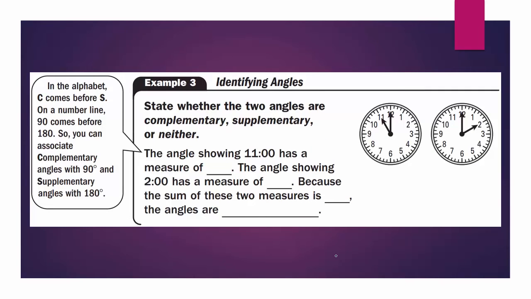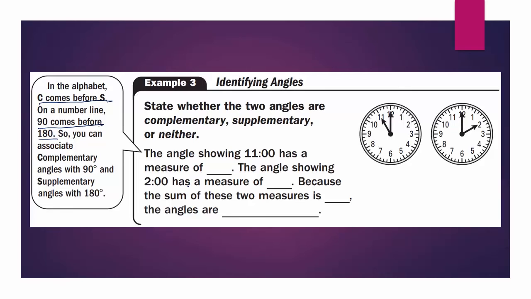Example number 3, identifying angles. State whether the two angles are complementary, supplementary, or neither. I like this little hint on the side to help you remember what is a complementary angle and what is a supplementary angle. In this hint it says, in the alphabet, C comes before S. On the number line, 90 comes before 180. So you can associate complementary angles with 90 degrees and supplementary angles with 180 degrees.